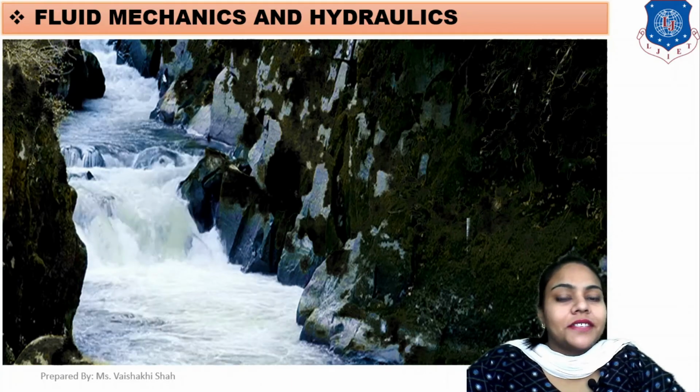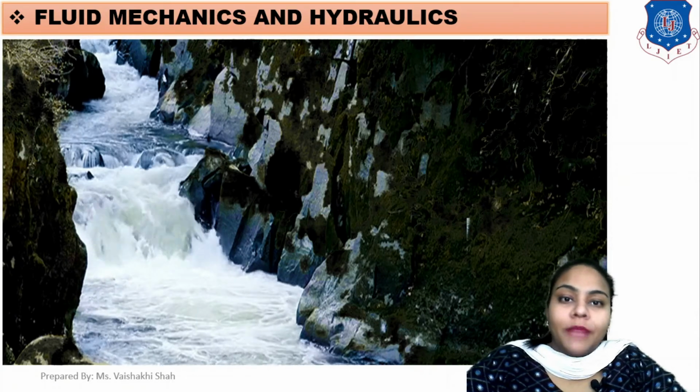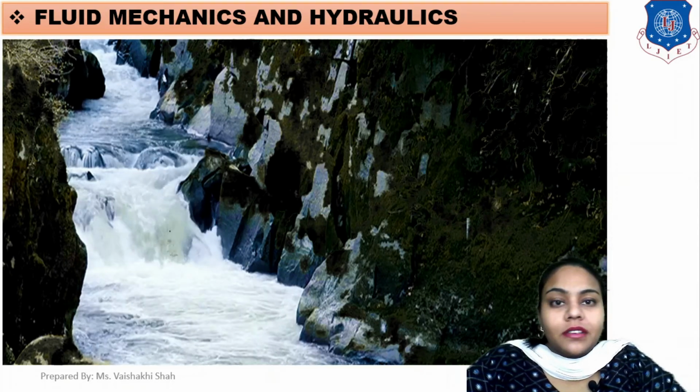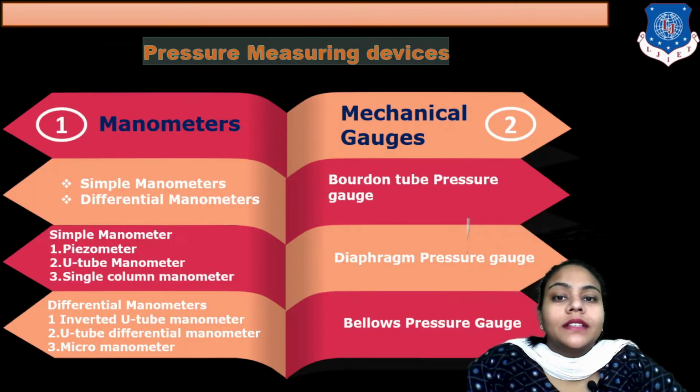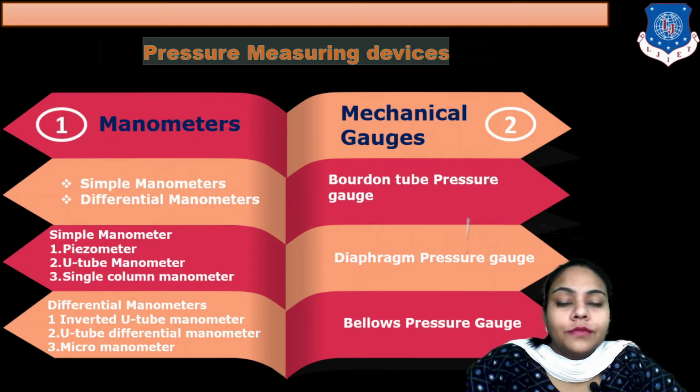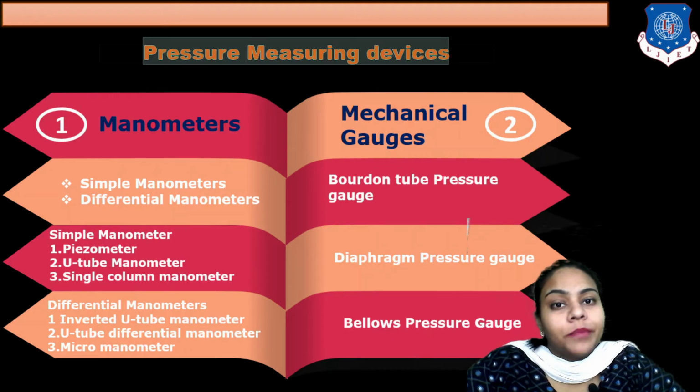Now, in the last lecture, we discussed different types of manometers, which are used to measure pressure or pressure difference between two pipes. Now, there are different devices which are used to measure pressure. Not only manometers, mechanical gauges are also used to measure the pressure. So here is the list of different pressure measuring devices.